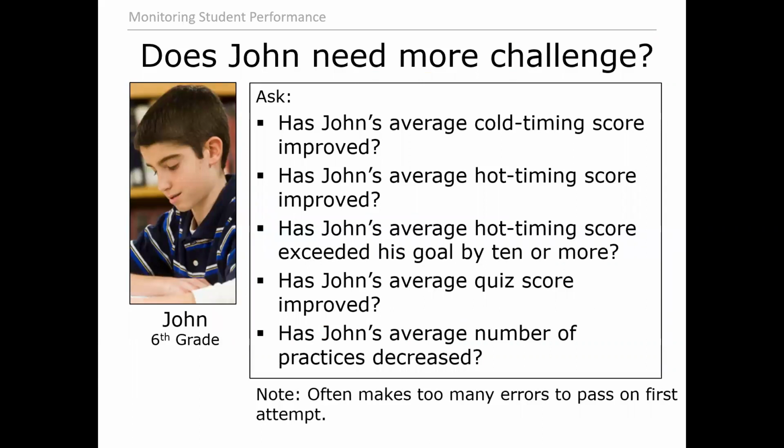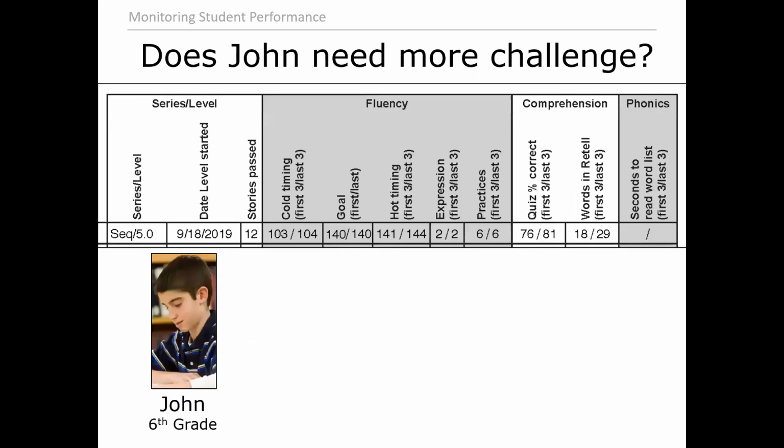Now, let's talk about John for a moment. The note under John is a note that probably every teacher has at some point who works in Read Naturally Live. John makes too many errors to pass on the first attempt, okay? That's not an acceptable thing. We're not going to tolerate errors on pass timings. He can have a few, but he can't have more than 3, right? So let's take a look at John's data with that in mind.